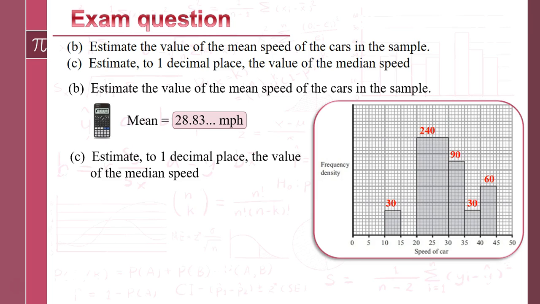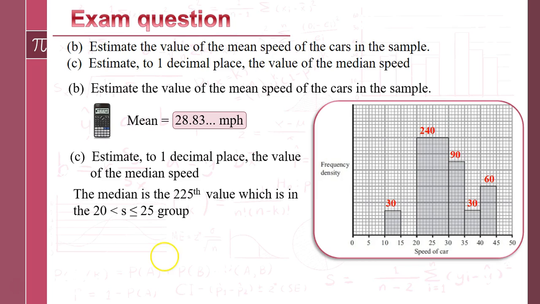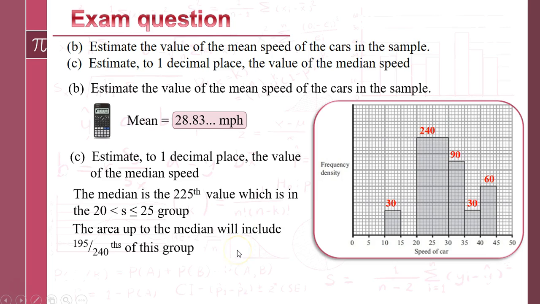What I'm going to do is go about this one in a slightly different way, in that we know that our median is the 225th value because it's half of 450, and so that puts it into this group here, the 20 to 25 group. And if I've got 30 here, that means I need another 195 to come from this group here. So the area up to the median will include 195 240ths of this bar here, like that.